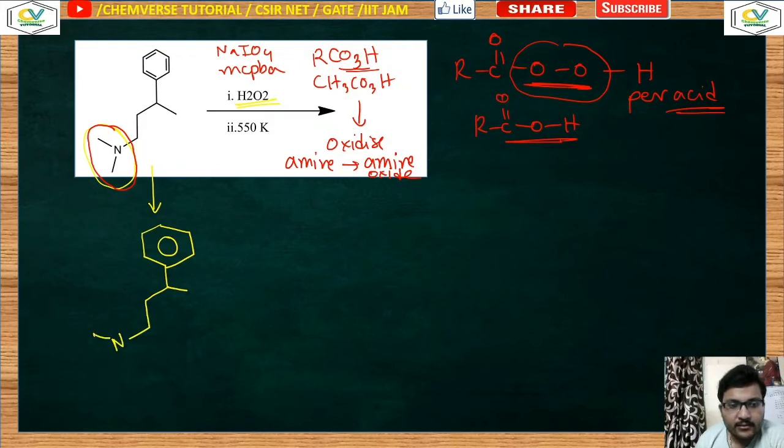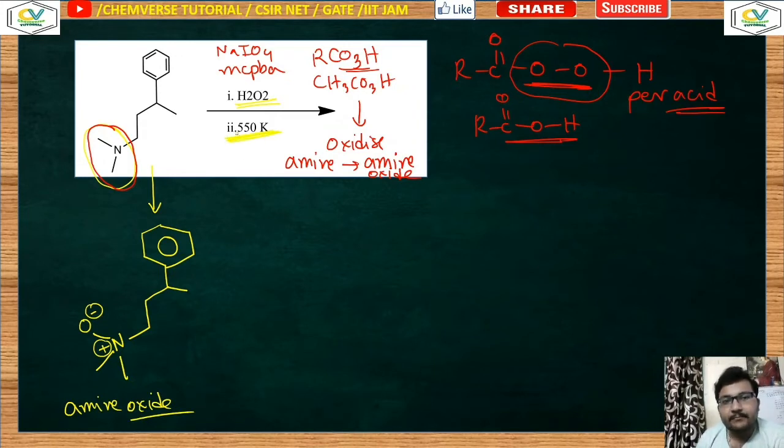this N-O minus, methyl, and that will be positive. So this kind of amine oxide is obtained. And the second step is heating. Look at this. This is your heating step. 500 Kelvin is used. So heating step, heating means nothing but your syn pyrolytic elimination.